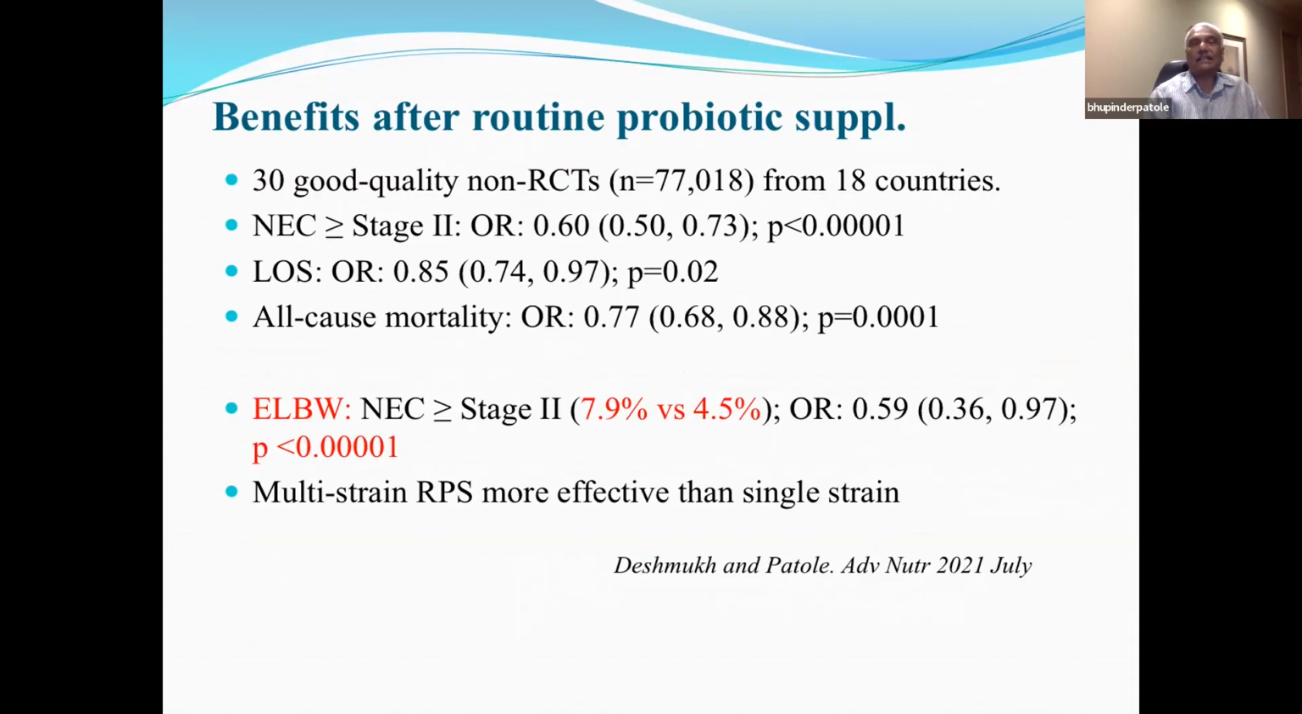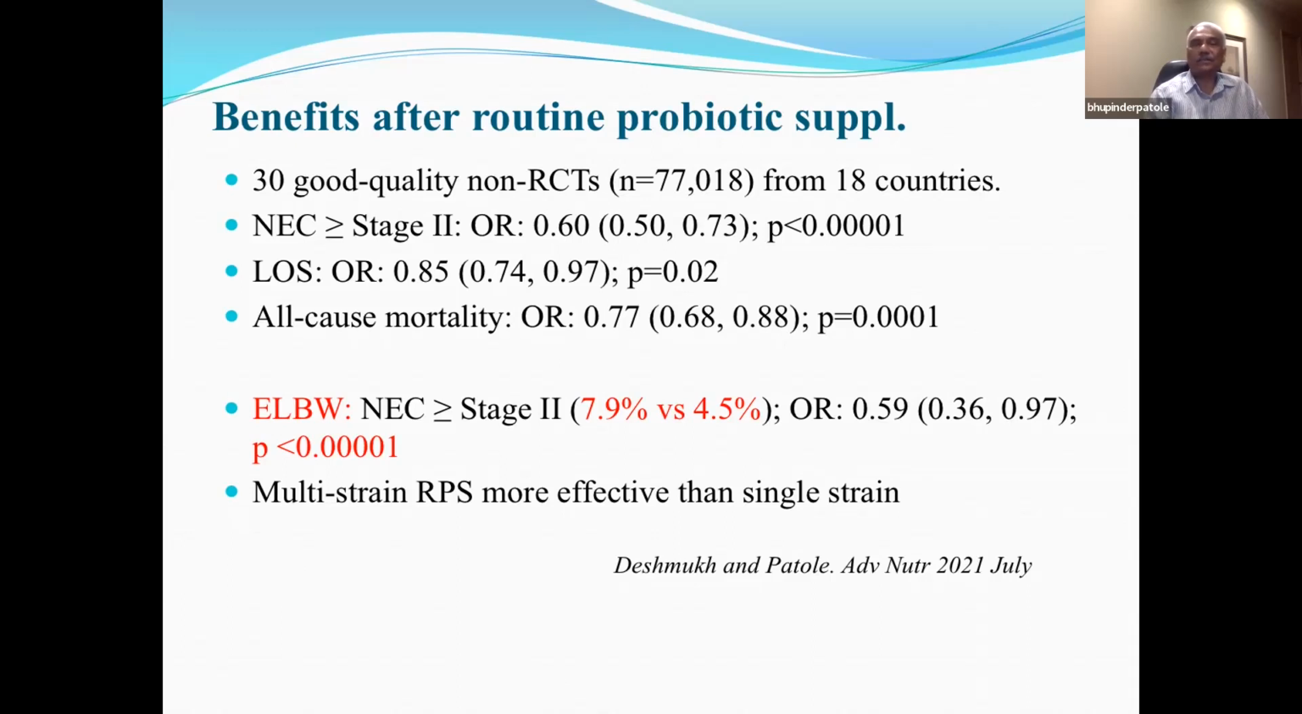Importantly, this is the data that shows nearly 4,900 babies less than 1 kilo with a significant, nearly 50% reduction in NEC. So that means the argument that there's not enough data in babies less than a kilo is not valid anymore.